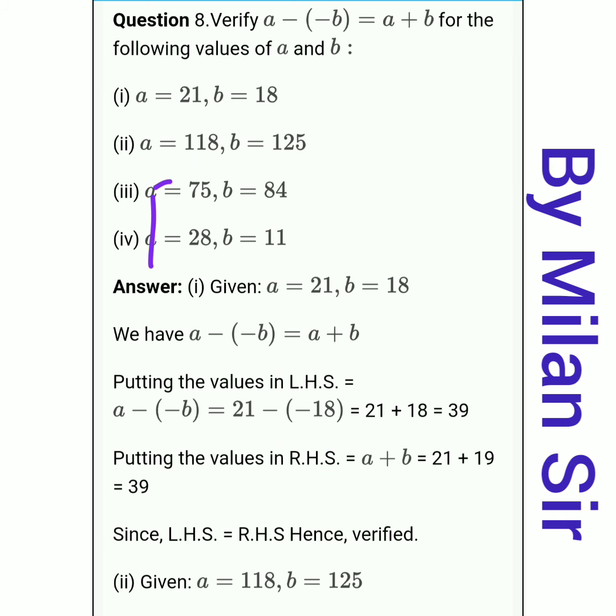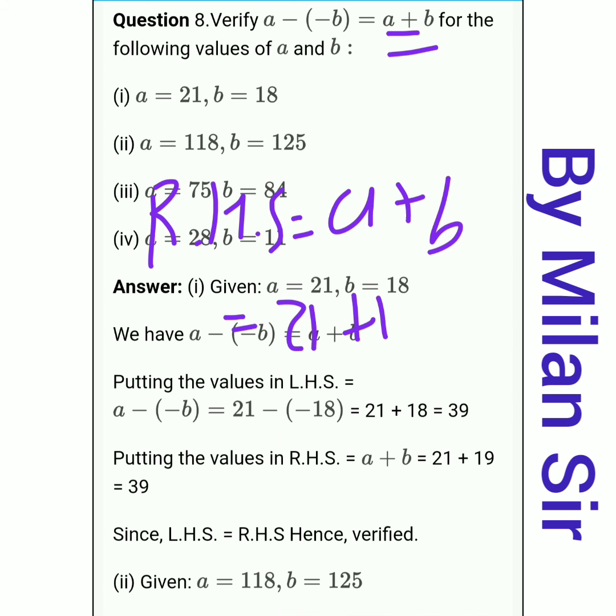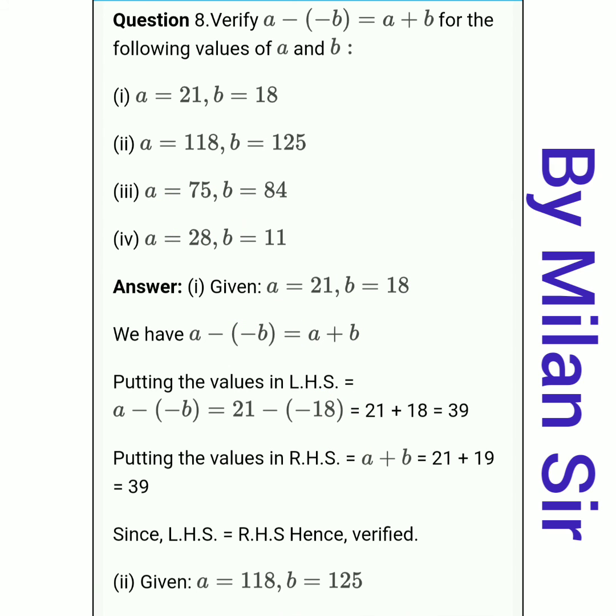Okay, now we need to write the right hand side. The right hand side means a plus b. Put the values of a and b, so 21 plus 18, the same answer, 39. So in both cases we get the same answer. In both cases we just need to put in the values of a and b, nothing else. And at last, if we get the same answer, we can write: since LHS is equal to RHS, hence verified. We need to show that both sides are equal.